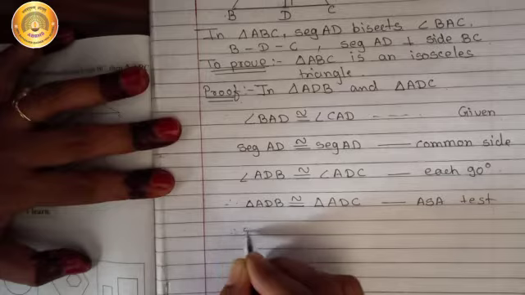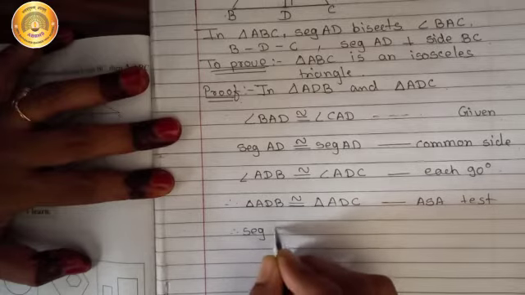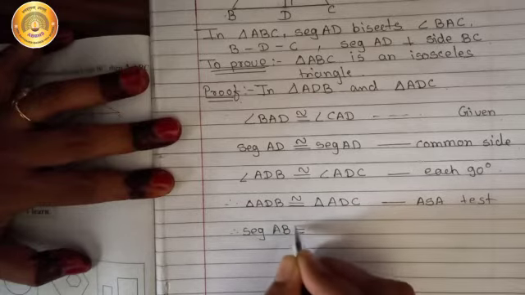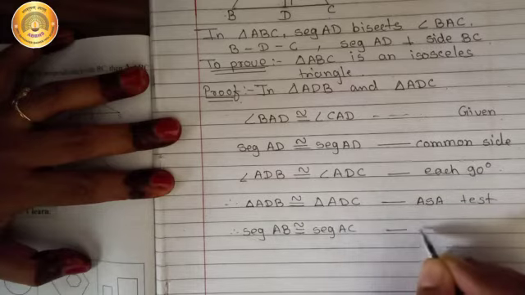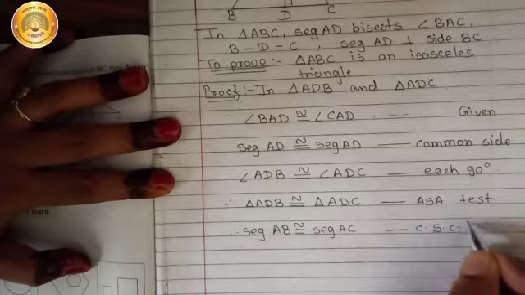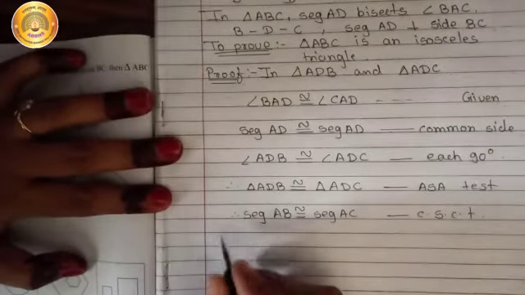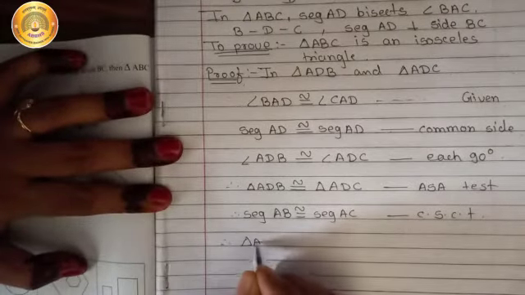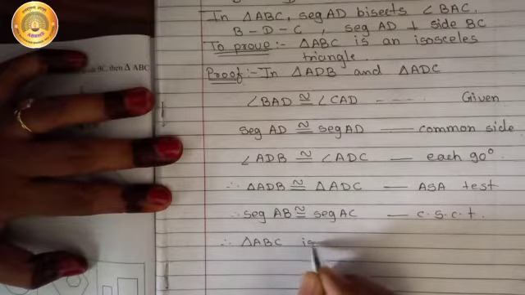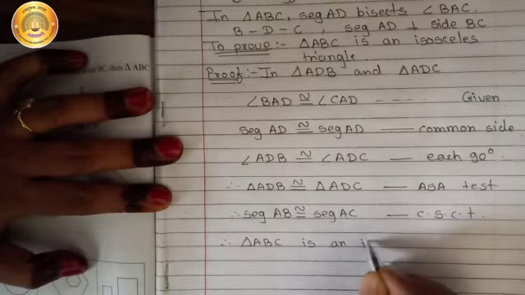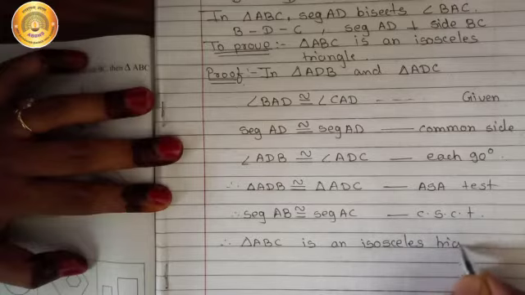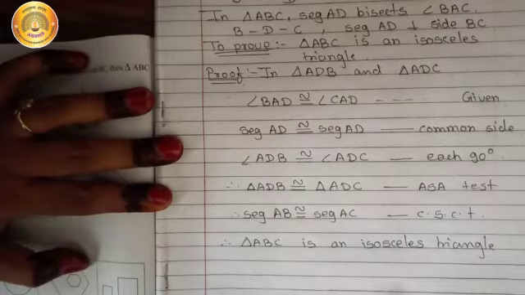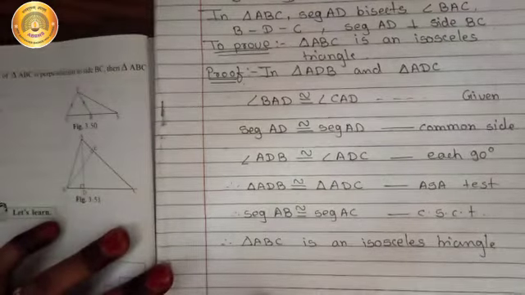And if the triangles are congruent, we can say that seg AB is congruent to seg AC because of congruent sides of congruent triangles, CSCT. Therefore, the given triangle ABC is an isosceles triangle, and hence proved our question.